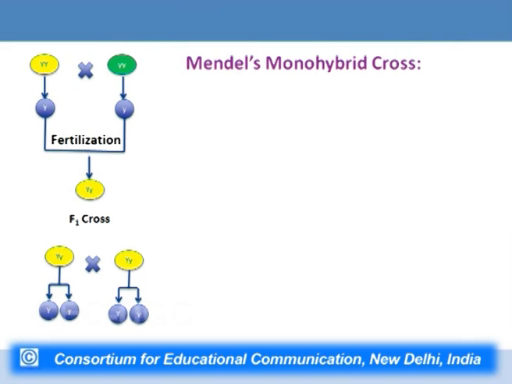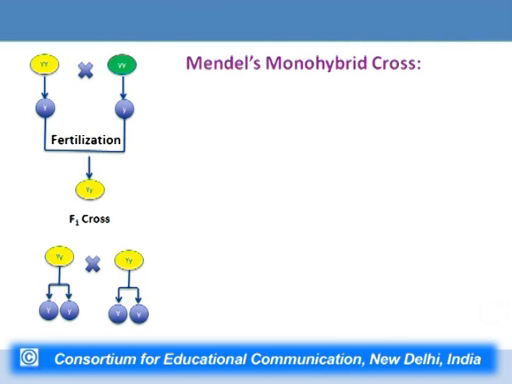When these two lines are crossbred or cross-fertilized, it leads to the formation of individuals which have the allelic combination capital Y and small y. This particular combination leads to the formation of yellow colored seeds because of the dominance and recessive relationship between these two alleles. Capital Y is dominant to small y, so it will be able to express its phenotype, whereas small y can express its phenotype only when it is present in homozygous condition, that is small y small y.